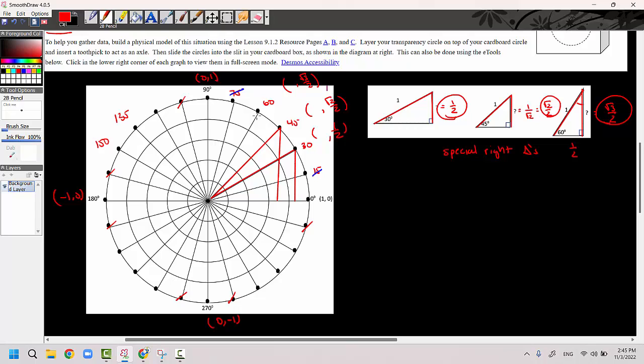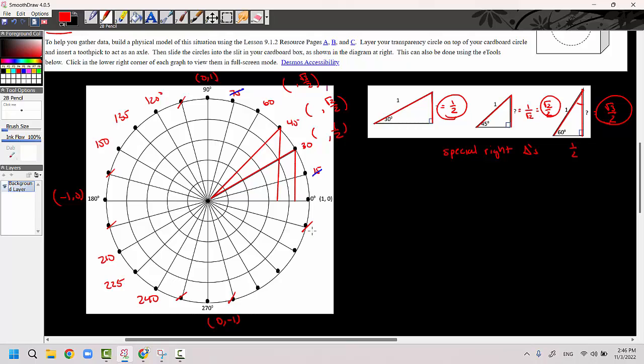And then again, upwards of 60, backwards of 60, that's going to make this guy 120 degrees. And then we'll go ahead and do the same thing, but forward. We'll go ahead and go to 180, and instead of going back 30, we'll go forward 30 more. So 180 plus 30 is going to be 210. 180 plus 45 is going to be 225. 180 plus 60 is going to be 240.